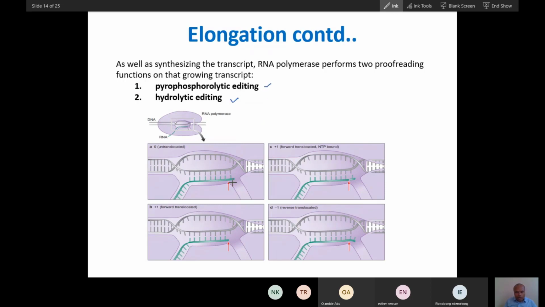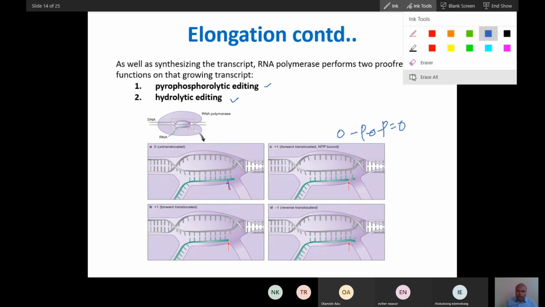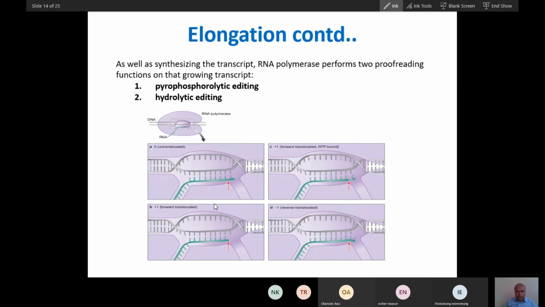One is hydrolytic editing, and the other is pyrophosphorolytic editing. When water is used to break the bond, it is called hydrolytic editing. When pyrophosphate is utilized to break the bond, it is called pyrophosphorolytic editing. So two types of editing can be done by this RNA polymerase. Base removal will be done, then reverse by one base, then there will be addition of a fresh base, and then it progresses.